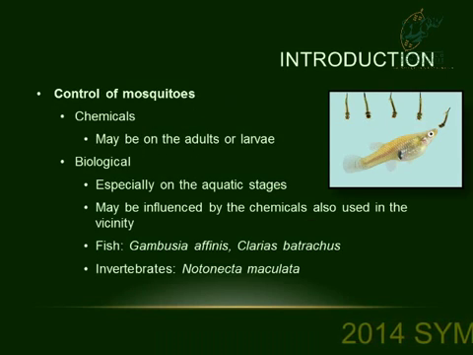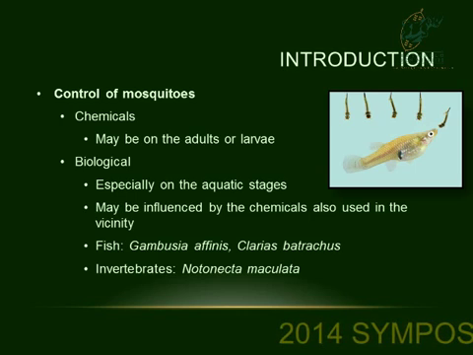The traditional chemical way, aimed at adults and larvae, which may include DDT and other organofluorides, or biological methods, which are primarily focused on predation, which is especially effective against the aquatic stages of mosquitoes, such as the larvae or the egg rafts. Now, the biological control of mosquitoes may be influenced by the chemicals used in the environment, such as Roundup and endosulfan, which may change the behaviors or the anti-predator behavior of the larvae themselves.